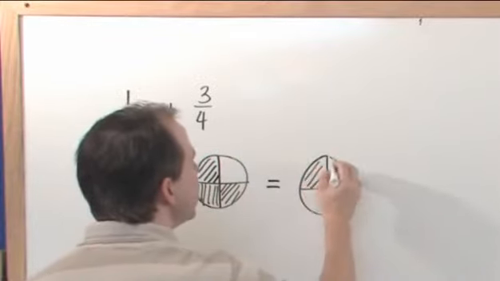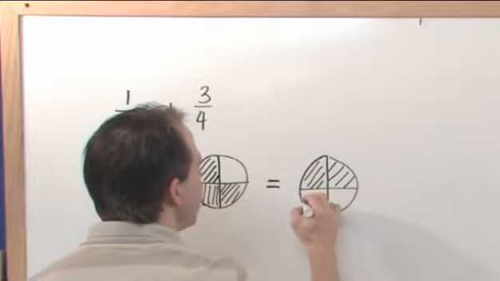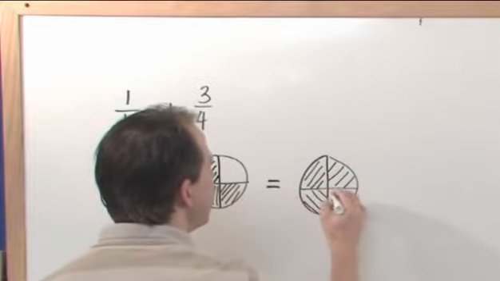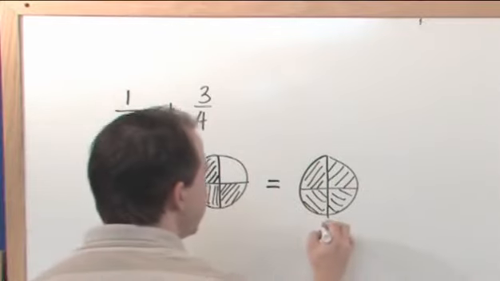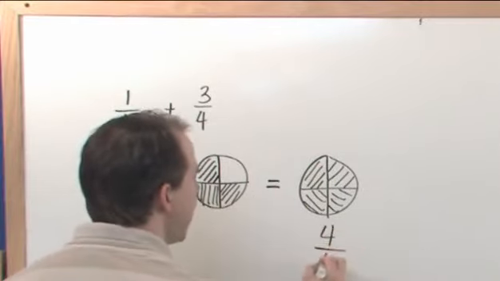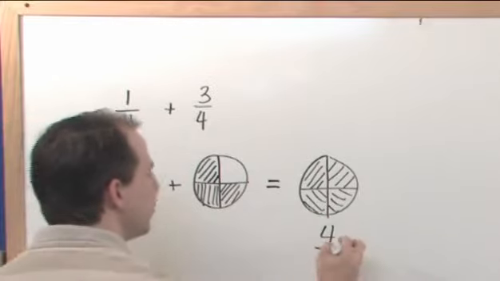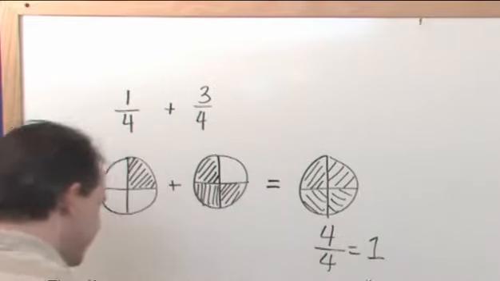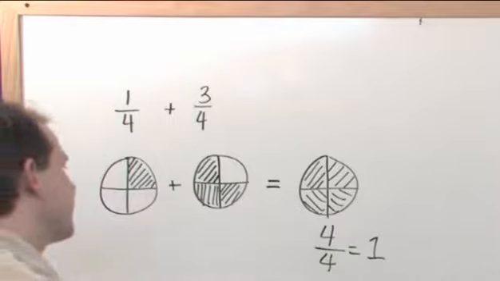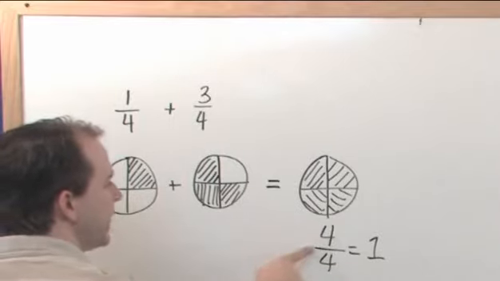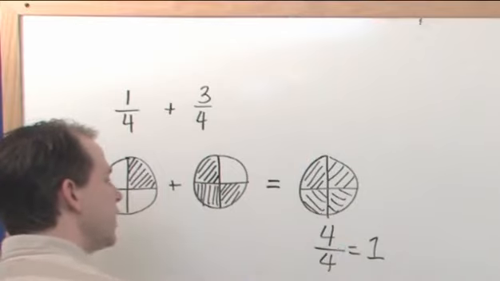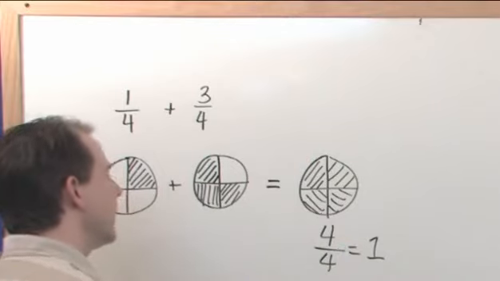So I would have this piece, and this piece here, and this piece here. I would have 4 pieces of pie out of 4 pieces of pie, which is 1. Because, and the secret is, fractions is the same thing as division, okay? 4 divided by 4, you should know, gives you 1, because 4 times 1 is 4, okay?